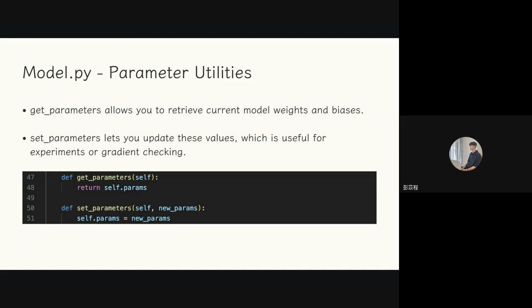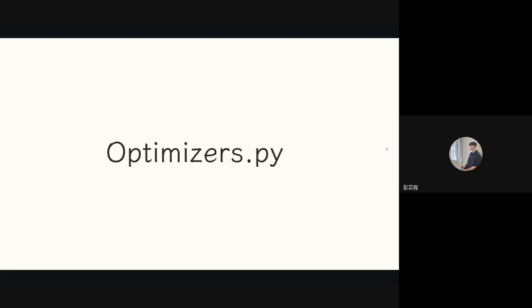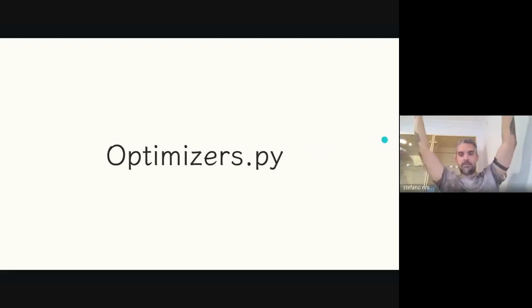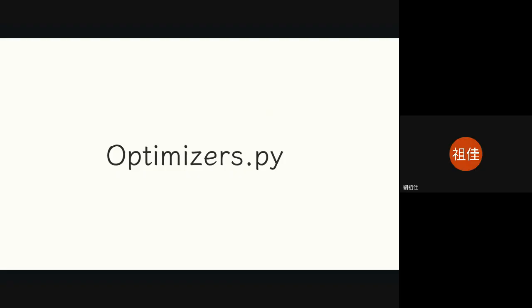Yes, we have two utility methods: get parameters and set parameters. These two methods let us retrieve and update our model's weights and bias easily, which is very useful for further experiments. And yeah, that's it. Next page. Okay, so now I'm going to talk about the optimizers part. It includes the first order optimizers and the gradient specification. Next page.